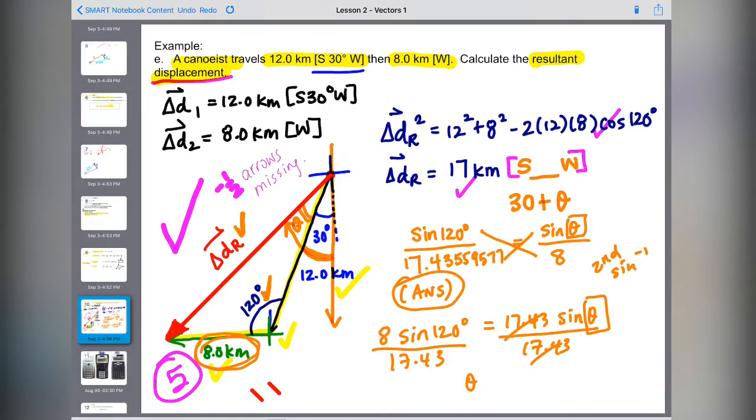And the answer should work out to be 23 degrees. You always round the angles to the nearest degree. So it's not south 23 west. Don't forget to add it to the 30, right? So it's south 53 degrees to the west, because I need to go 30 plus the 23. That's how I actually get the final direction.